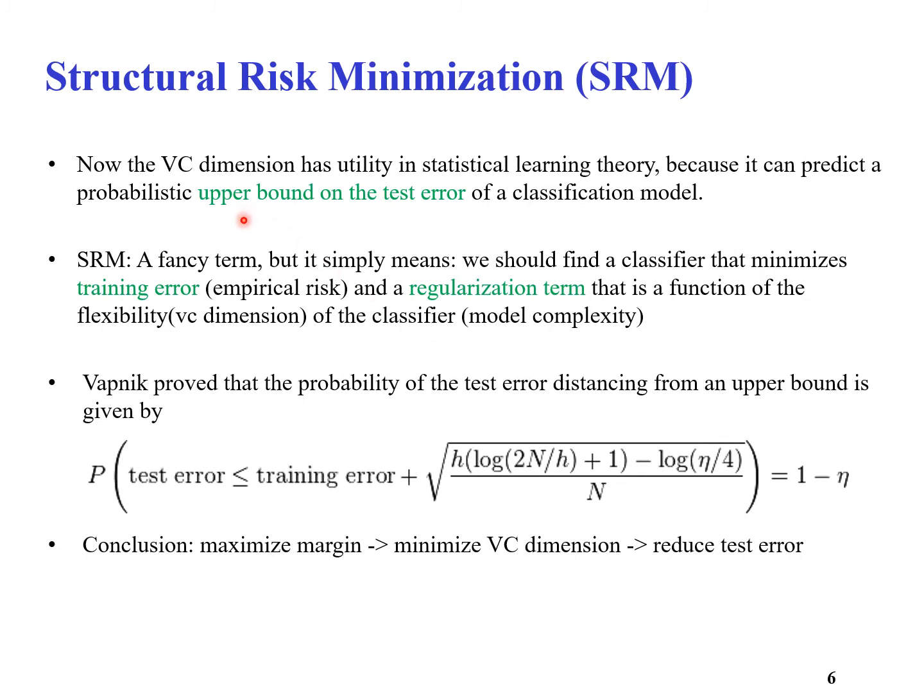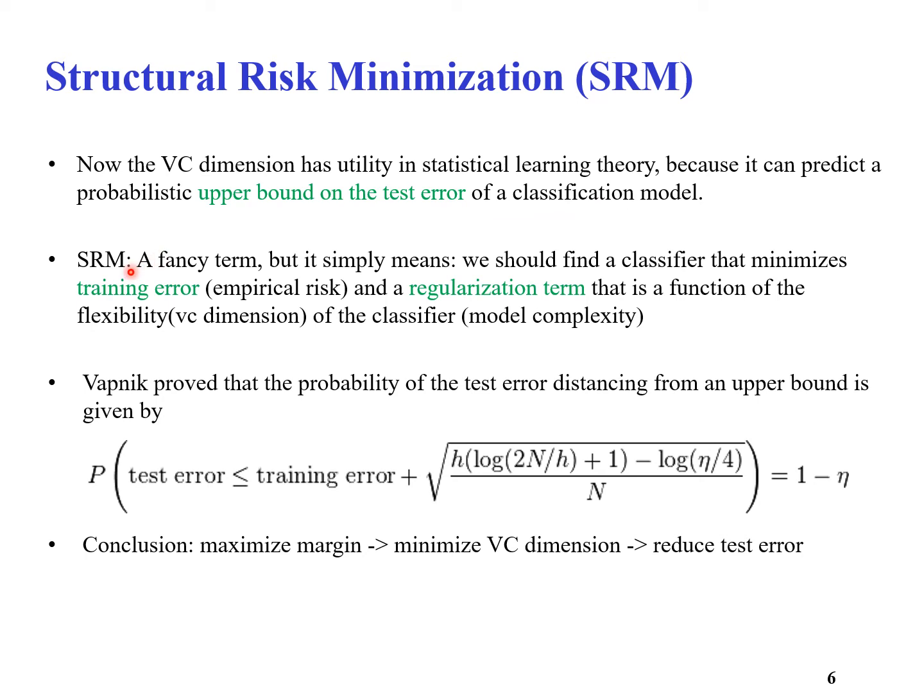So why do we care about the Bayesian dimension in the first place? The reason is that by using this Bayesian dimension, we can actually estimate the upper bound of the test error of the classifier. That's the reason.